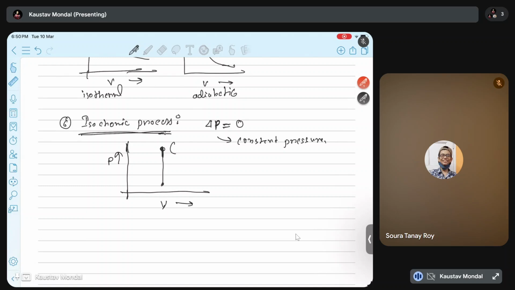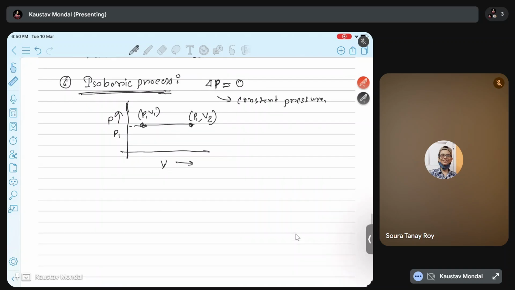Sorry, it's not isochoric actually, it's isobaric. Bar is the unit of pressure, so from that itself you have to remember. So it's the isobaric process. Isochoric is the one where the volume remains constant. So here it would look like this: pressure remains constant, let's suppose at P1, and only the volume is changing. And the seventh one is the isochoric.